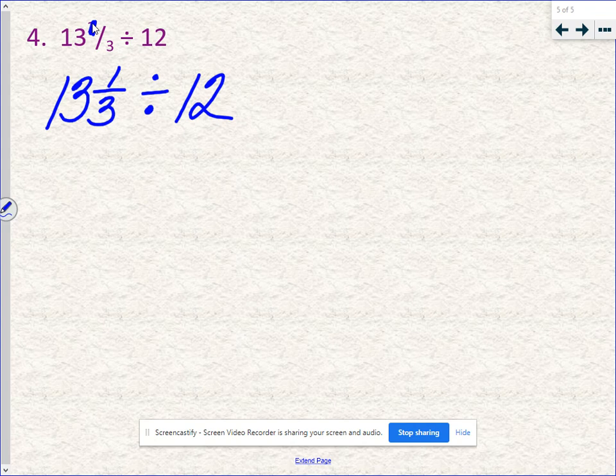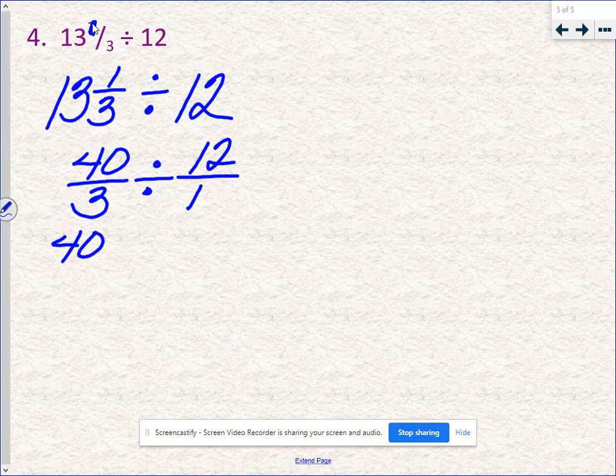So now we take 3 times 13 to be 39 plus 1 to be 40/3. Divided by, we just got done going over the fact that all whole numbers are placed over 1. Now it is time for keep, change, flip. Now you can see why Mrs. First realized that she had a typo, because she wanted 2 even numbers here. I wanted to have 2 even numbers.